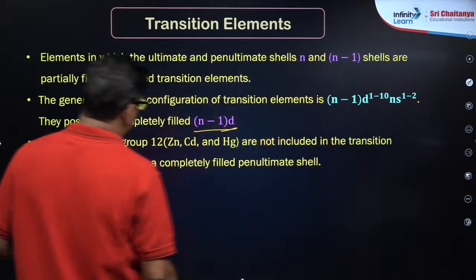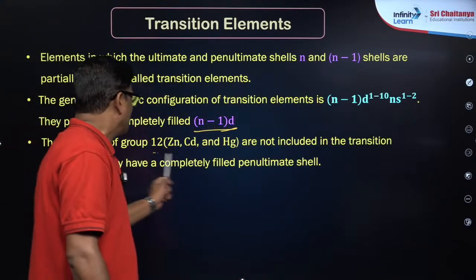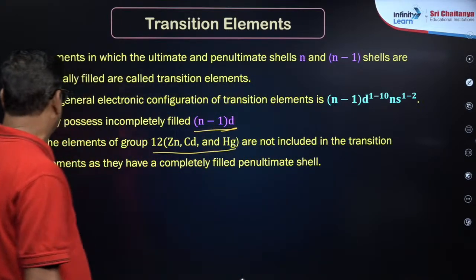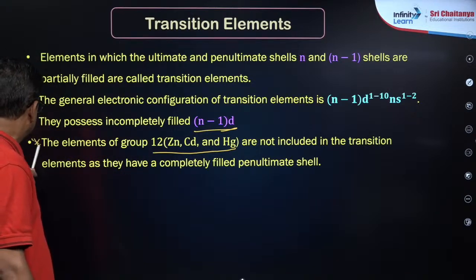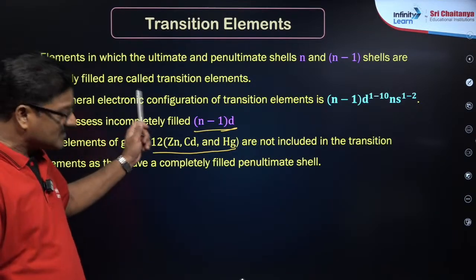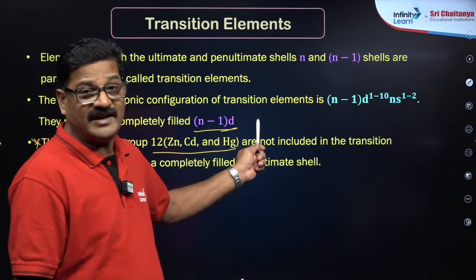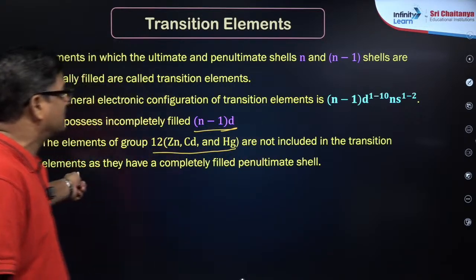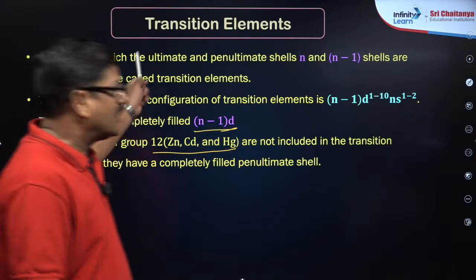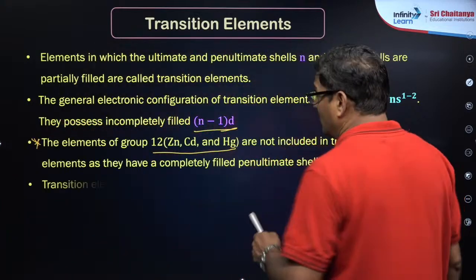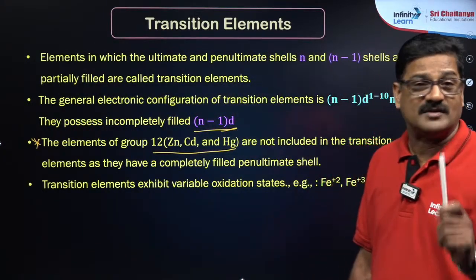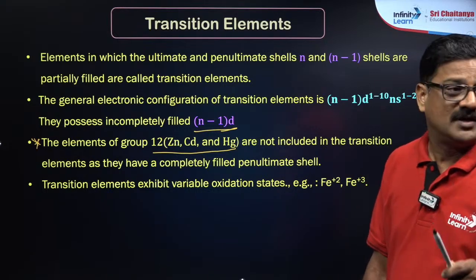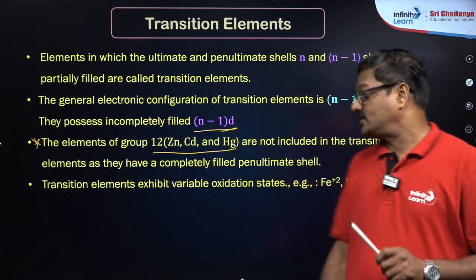So the elements of group 12, zinc, cadmium, mercury, are not included in the transition elements as they have completely filled penultimate shell. Statement 1, statement 2, assertion reasoning type of questions are important in NEET examination. उसमें ये पॉइंट का फायदा उठाने की कोशिश करो. हर स्टेटमेंट्स अभी फिलहाल आपको दे रहा हूं ना, ये स्टेटमेंट्स आपका इनऑर्गेनिक में लॉजिक ब्रेक करने का इस्तेमाल करो. So these are very very important statements.